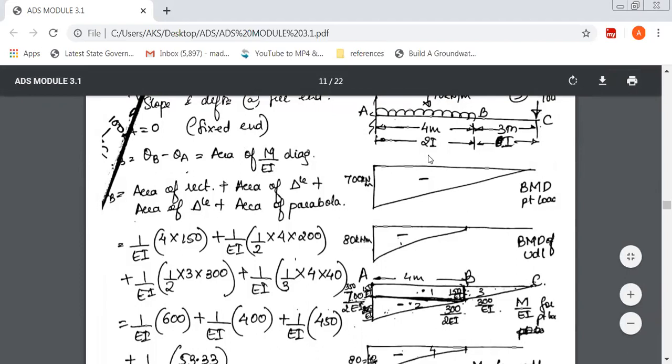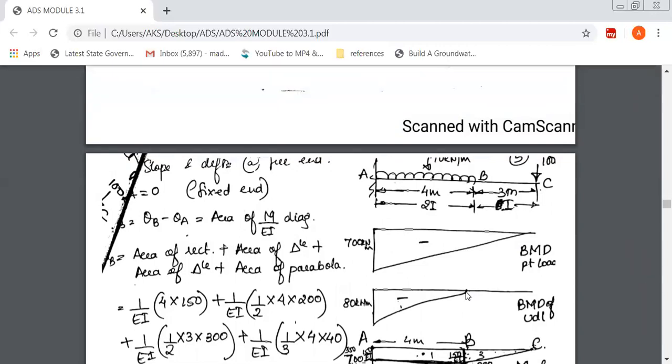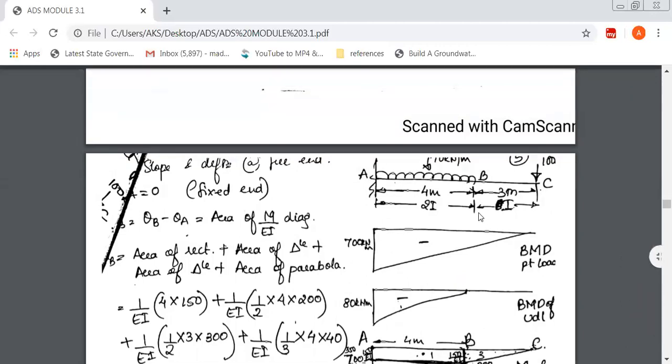For this point load, we'll first draw the bending moment diagram. That is 100 into 7, so it is 700 kilonewton meter. This is the bending moment. Next, for the AB span, there is only UDL, so it should start from this point only. Again, on the right side, all the bending moment and M over EI diagrams are negative, because for the cantilever, right side clockwise is negative. That's how we have shown it below the 0 line.